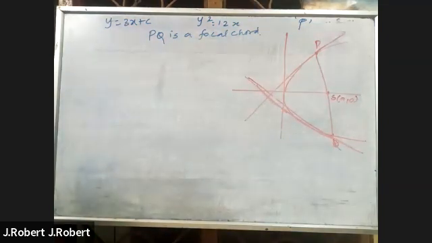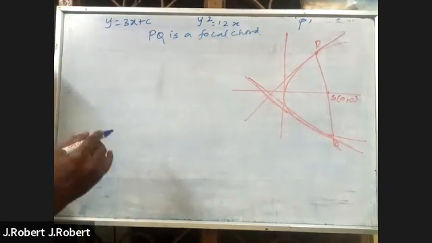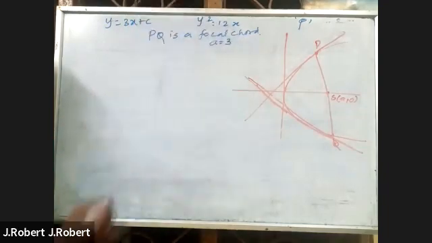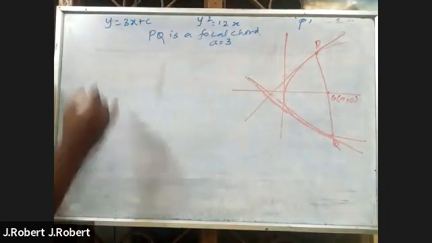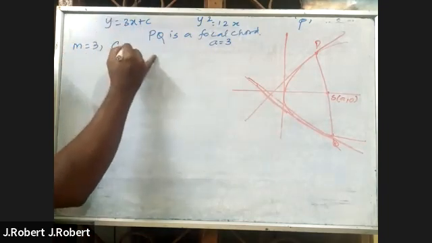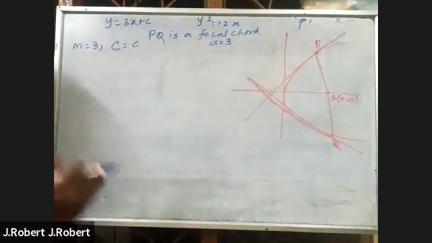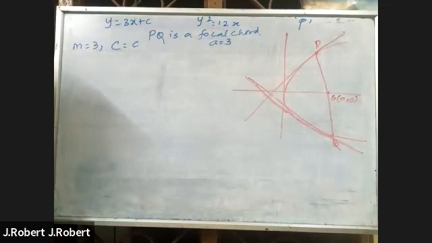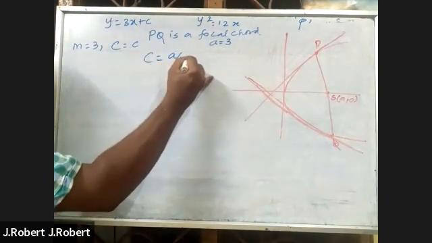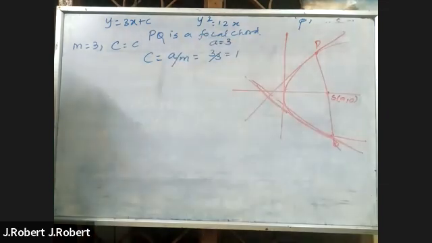See how we find it. First of all, y equals 3x plus c. I told you the condition for a line touching the curve. Here, a equals 3, 4a equals 12, and m equals 3. This is of the form y equals mx plus c. If the tangent y equals mx plus c touches the curve, then the condition is c equals a by m. Here a is 3, m is 3, so c equals 1.